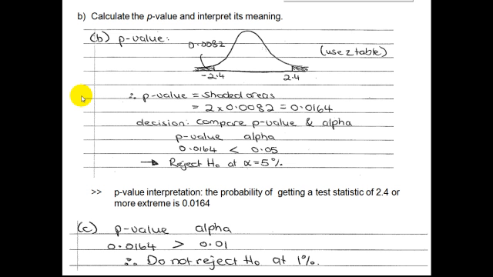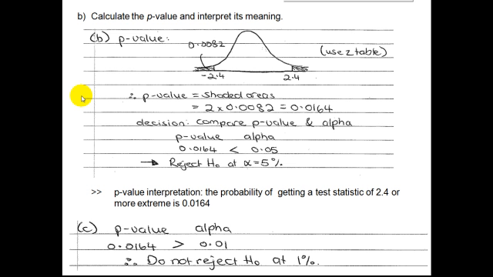And we've been asked to interpret the meaning. I think I've said this as we've been going through, but I've got it typed up for you. When you look at a p-value, it's the probability of getting a test statistic, in this case, of 2.4 or more extreme. So that's what it's representing. So our p-value is telling us that the probability of getting a test statistic of 2.4 or something that's more extreme is 0.0164. Not quite 2%.